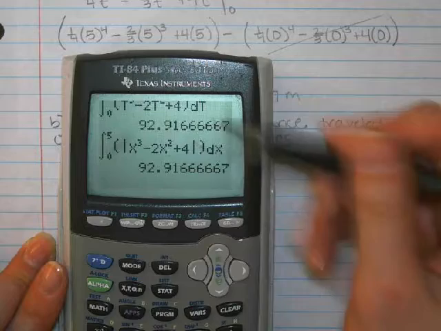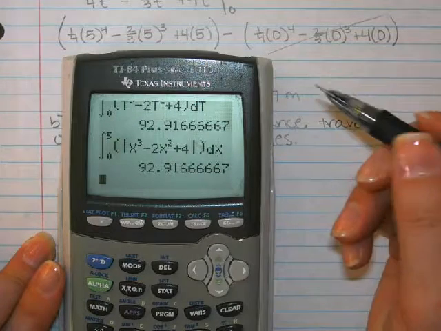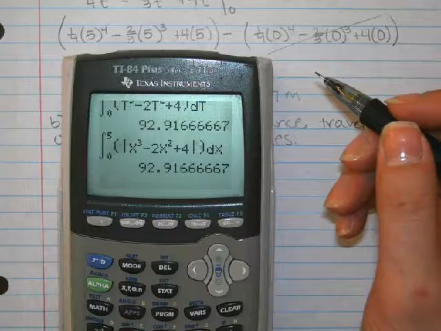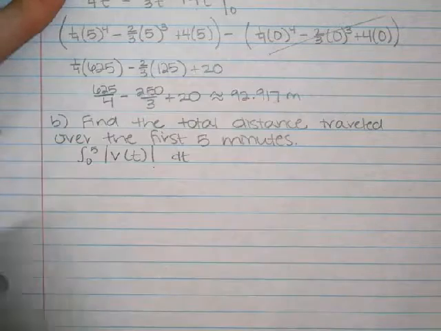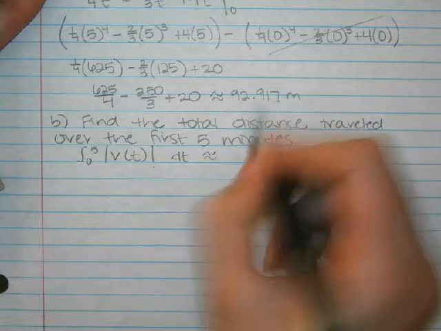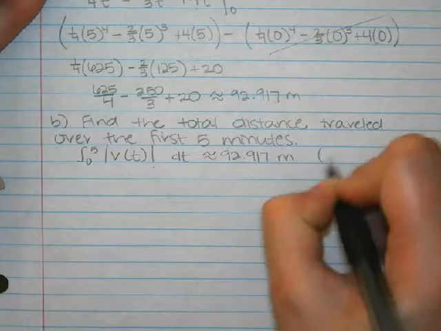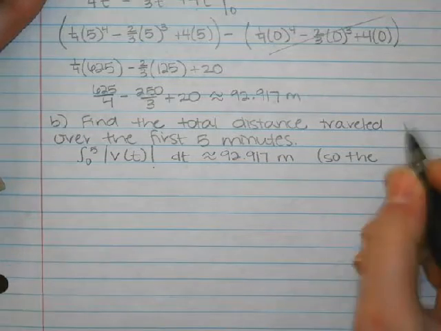So if my two answers are the same, what does that mean? Yeah, it didn't switch back and forth. It only went one direction. Okay. All right. So we're going to say this equals 92.917 meters. And I'm going to say, so the particle didn't switch directions.